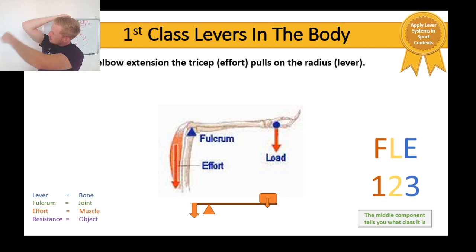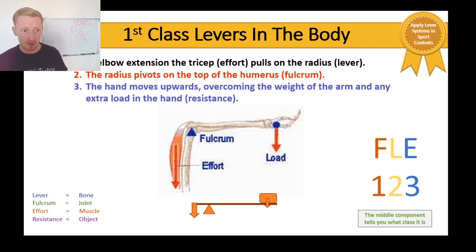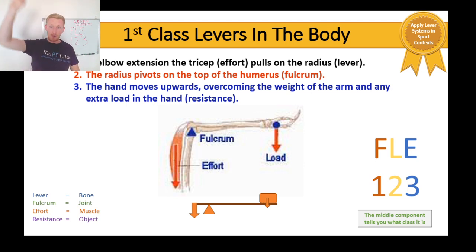So we've got the radius coming across, the humerus coming up, almost making a T. Now this radius sits on top of the humerus, so it can then be pulled down and it extends. First class lever system. So in an elbow extension, the tricep pulls on the radius, which pivots on top of the humerus or the fulcrum, and the hand is able to move upwards. Now whatever you put in the hand is then the resistance.